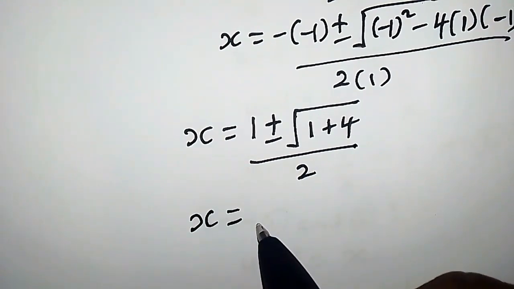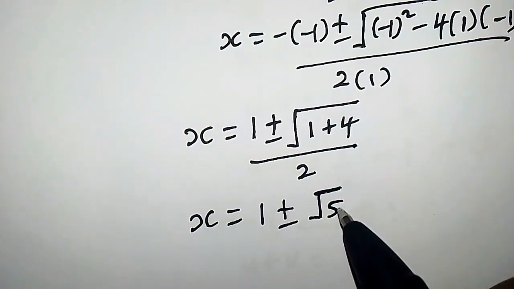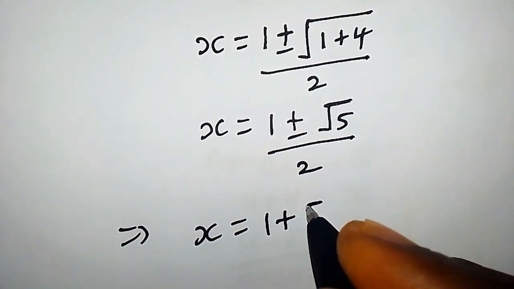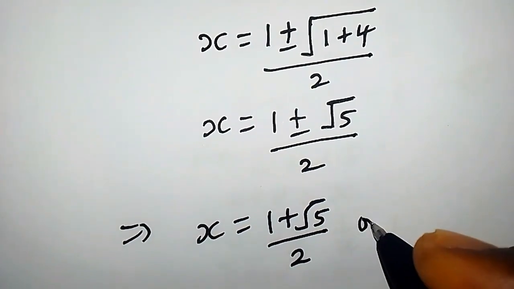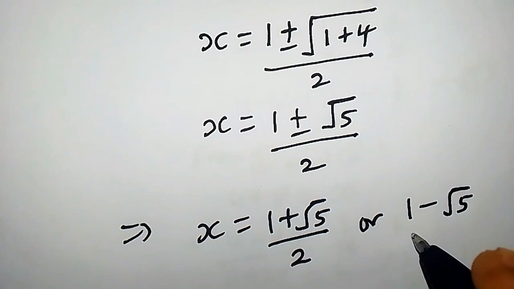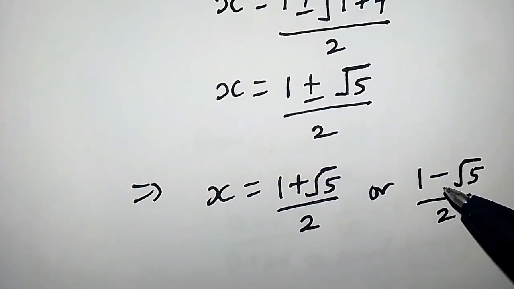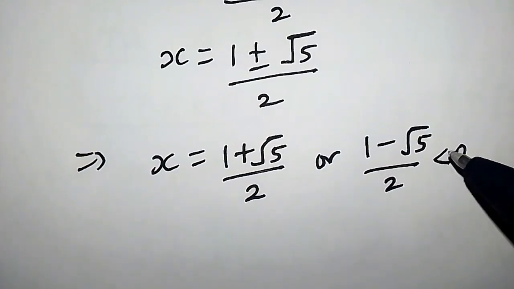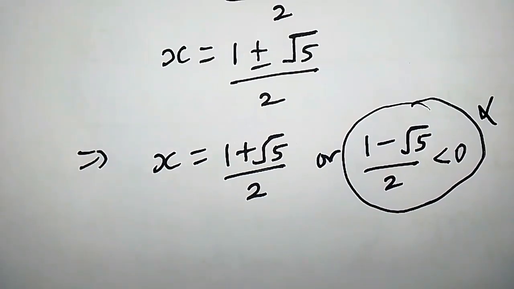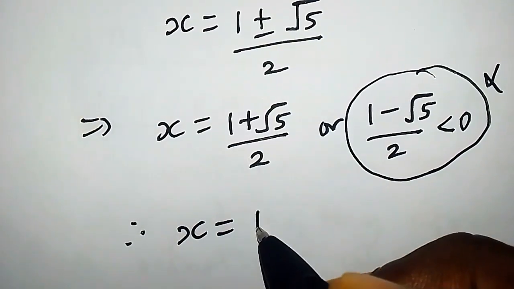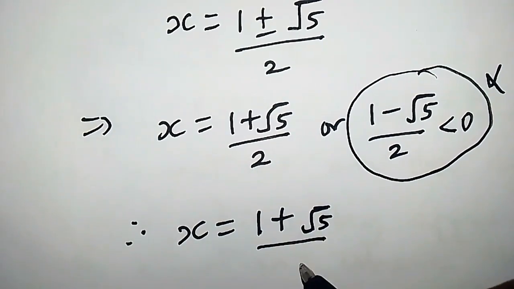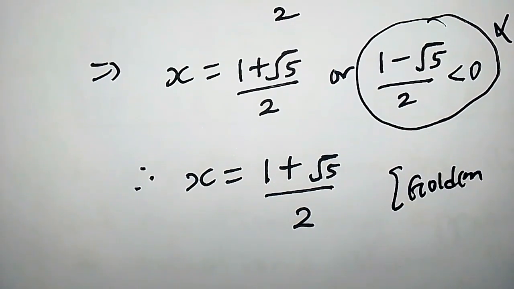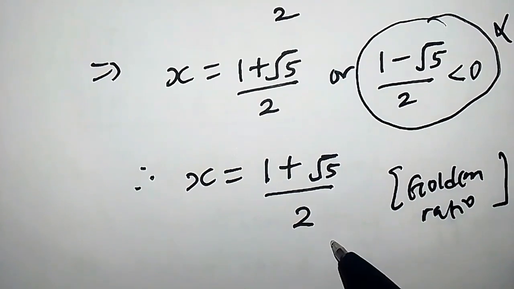So x is equal to 1 plus or minus square root of 5 over 2, which implies that x is equal to 1 plus square root of 5 over 2, or 1 minus square root of 5 over 2. If you plug this in your calculator, 1 minus square root of 5 over 2 will give you a negative answer, which is less than 0. So this guy is not part of our solution. Therefore, x is equal to 1 plus square root of 5 over 2, which is called the golden ratio. So this is the required solution.